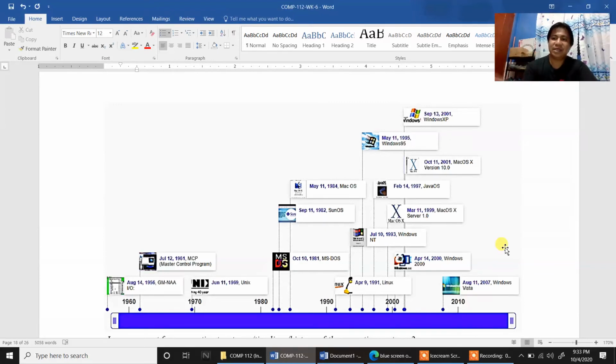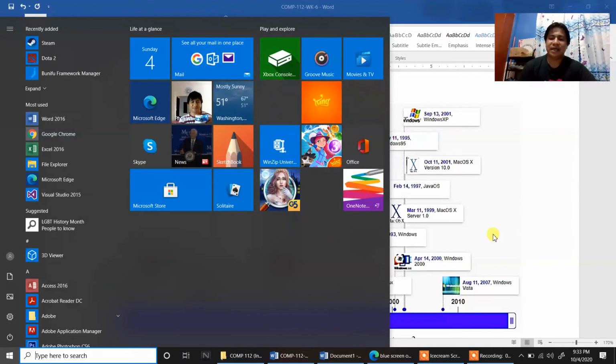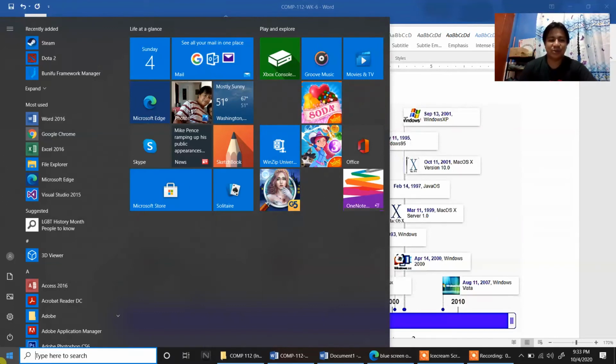Wherein you can swipe like an Android, or it's already in tiles. Windows 8 has everything in tiles. There were so many complaints: where is the start button? So people are very familiar with the start button.